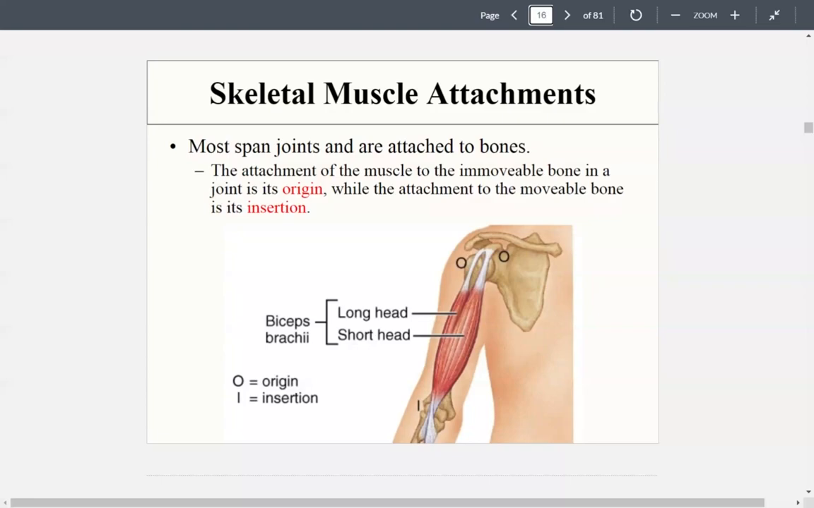I'm not going to ask you, if I am flexing at the hip, the origin and insertion of the quadriceps would be what? Or if I'm flexing my knee, what would the origin and insertion of the quadriceps be? I'm not going to ask that question.